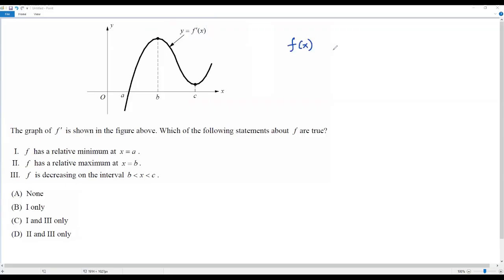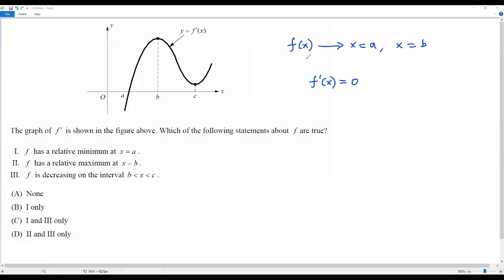If the function f of x has relative extrema, either relative maximum or relative minimum at some value of x, say x equals a or x equals b, then the first derivative f prime of x must be equal to 0 at these values of x. Only then can we say that the function f of x has a relative extrema at these values of x.